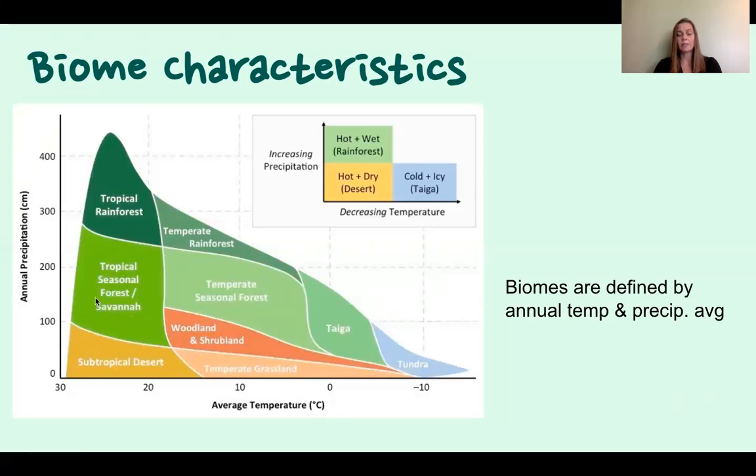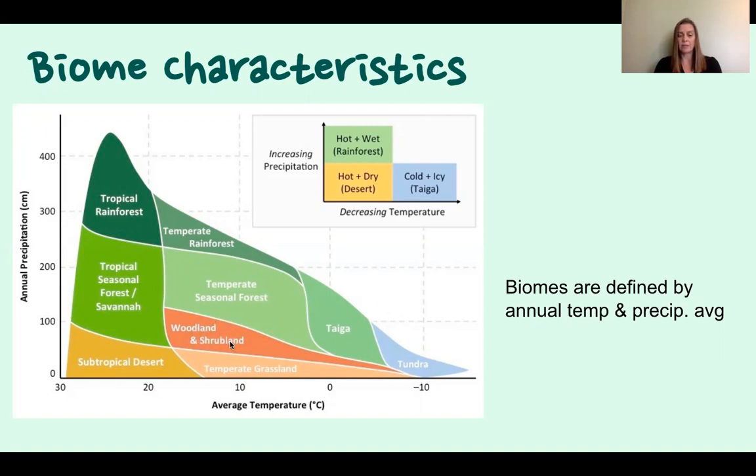Tropical seasonal forests and savannas both have high temperatures and moderate rainfall. And then a subtropical desert, or what we typically think of as a desert, has very low rainfall and very high temperatures. Moving into kind of moderate temperatures, going from most rain to least rain, we have temperate rainforest, temperate seasonal forest, or a temperate deciduous forest, meaning that it is a forest that drops its leaves in the fall and winter.